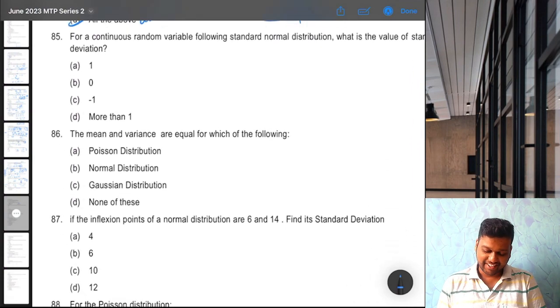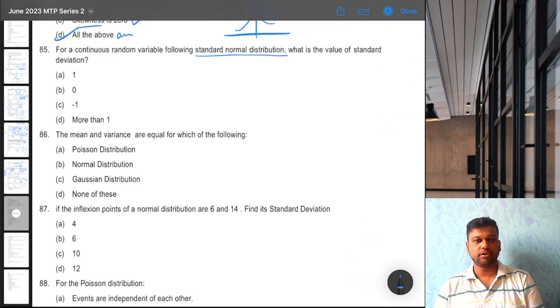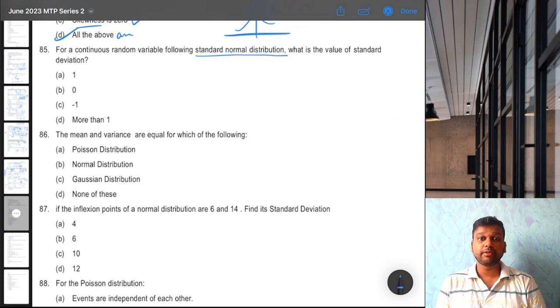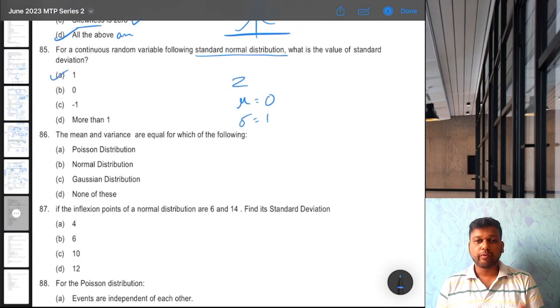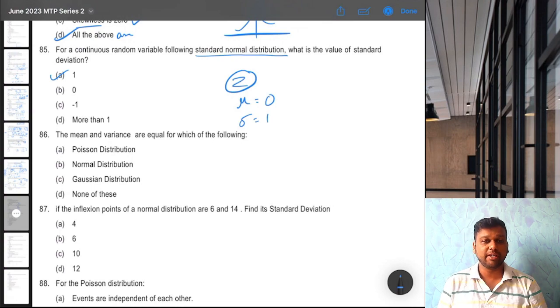Okay. Fine. For a continuous random variable following standard normal distribution, what is the value of standard deviation? In a standard normal distribution, which is represented by Z generally, mu is taken as 0. I mean, mu is 0 and SD is 1. Okay. So we convert all normal distributions to the standard normal distribution and then we refer the table.